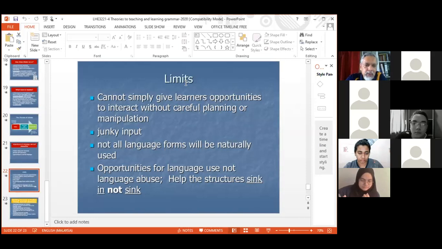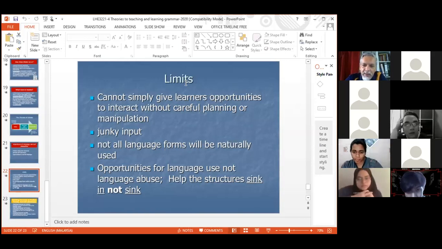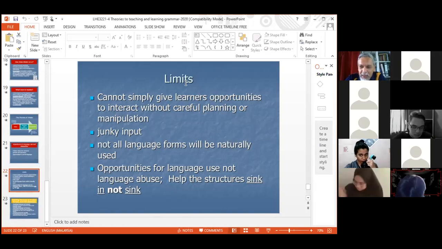the limits to what has been presented earlier, what I have discussed just now, is firstly, we cannot simply give learners opportunities to interact without careful planning or manipulation. So once again, it goes back to the teacher really planning and designing his lesson in such a way where there are opportunities, and when the opportunities are taken, it will help achieve whatever goals the teacher had in mind. So it's the design. Okay.